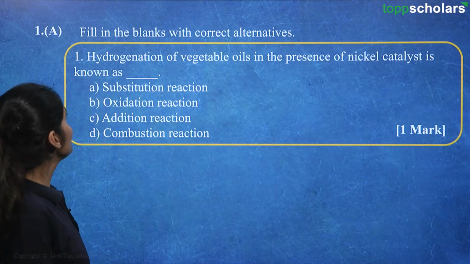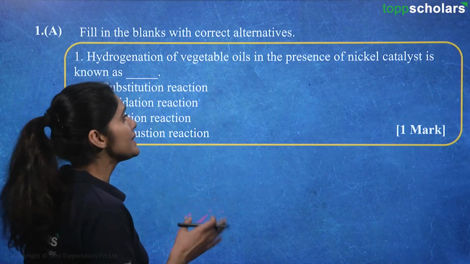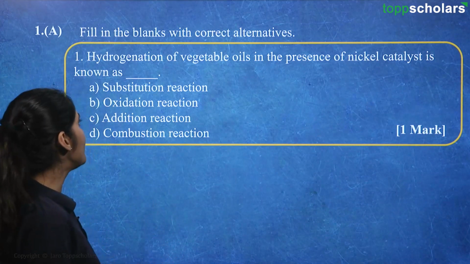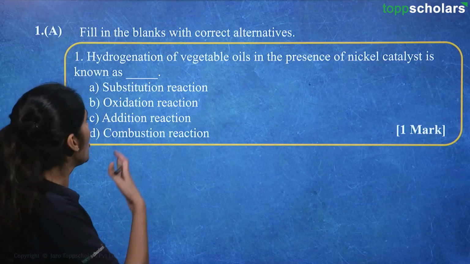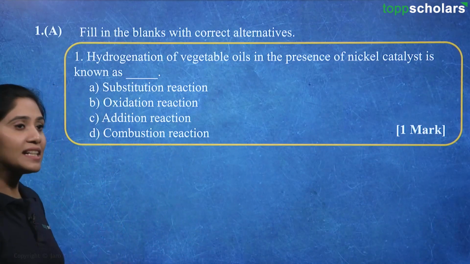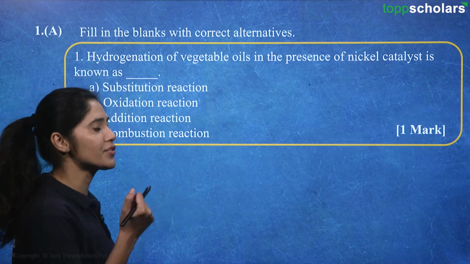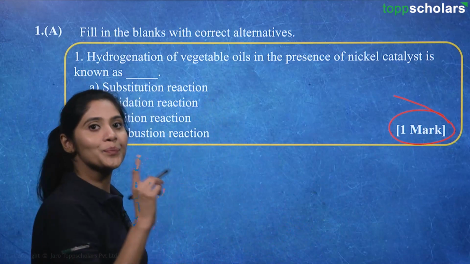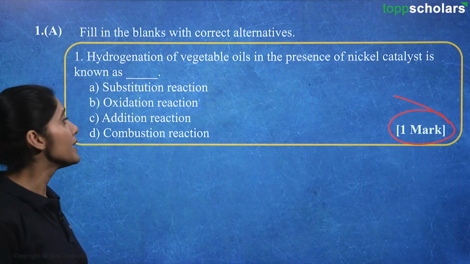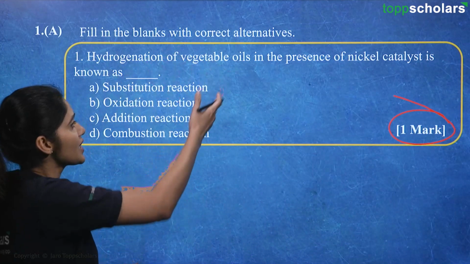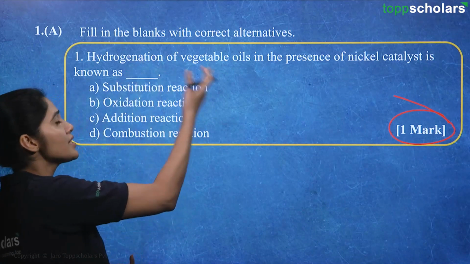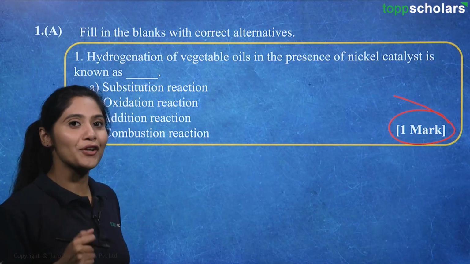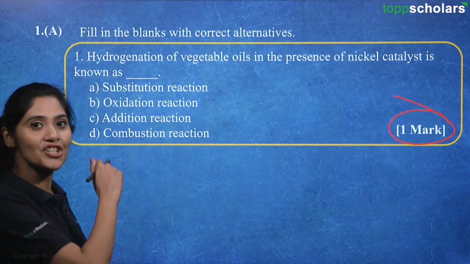The first question: hydrogenation of vegetable oil in the presence of nickel catalyst is known as dash, and the options we have are A, substitution reaction, B, oxidation reaction, C, addition reaction, or D, combustion reaction. This is a multiple choice question carrying 1 mark, right? So what do you think would be the probable answer? Hydrogenation of vegetable oil. Hydrogenation means what? Addition of hydrogen. There you go. You have your answer. It is going to be addition reaction.